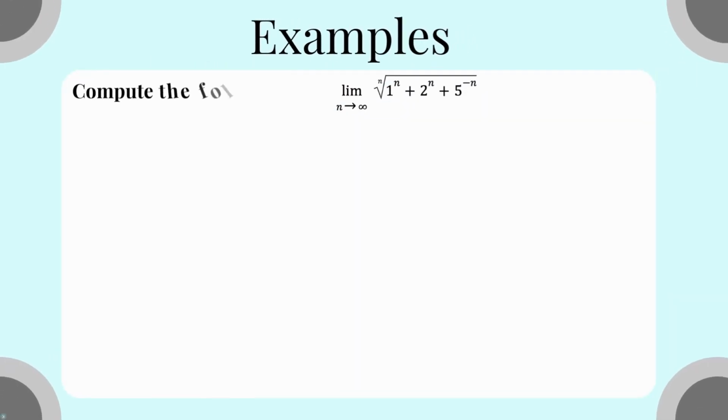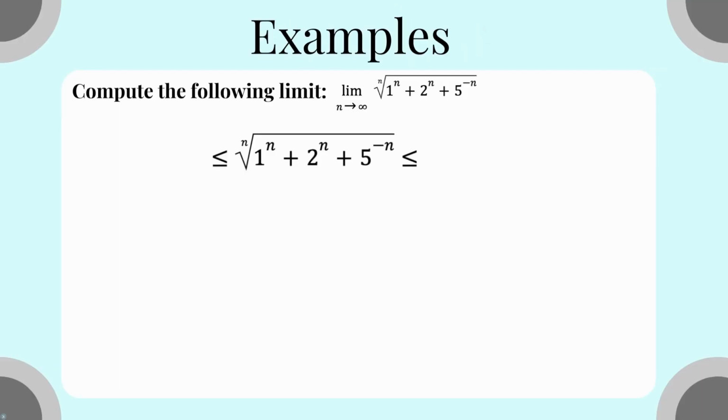Now let's do some examples. Here we have to compute the following limit. We can calculate this limit using the sandwich theorem. Firstly, we need to find the smaller or equal sequence. We can find it by taking the nth root of the biggest element, which is 2 to n.